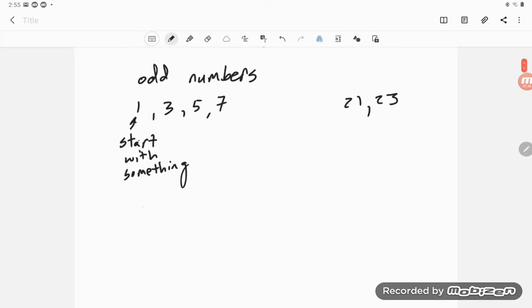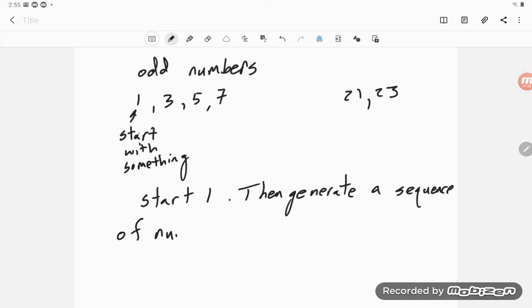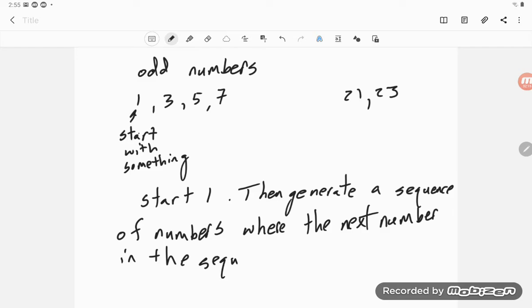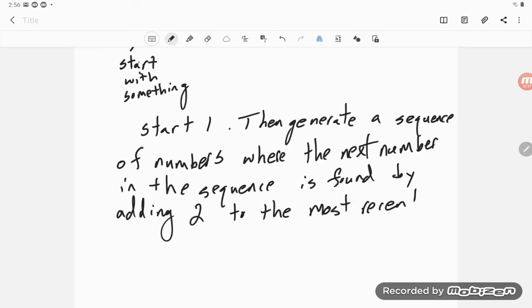So, you could write this out in English. We say start with 1, then generate a sequence of numbers where the next number in the sequence is found by adding 2 to the most recent number in the sequence.